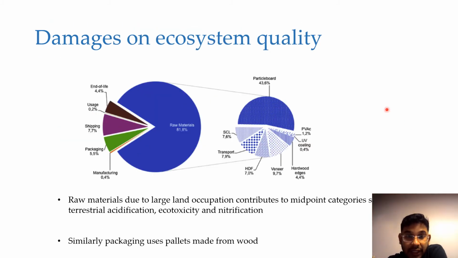And again, the ecosystem quality damage is largely down to raw materials. How does raw material contribute to damage on ecosystem quality? You can imagine so many things, right? Land use contributes to the damage, and also acidification, ecotoxicity, and nitrification, all these things that are associated with extraction and usage of raw materials. So all these things have a huge contribution to the ecosystem quality damage.